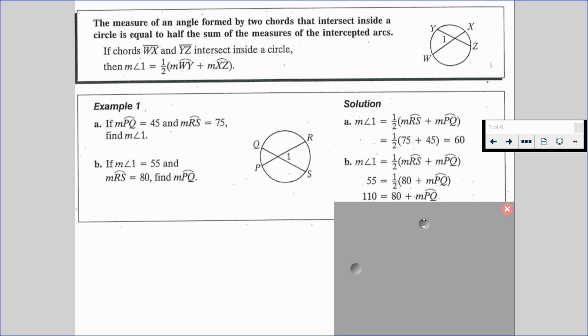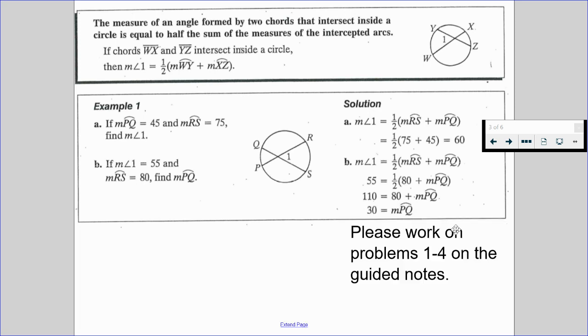Likewise for part B, the measure of angle 1 is again half of the same sum. We know the measure of angle 1 is equal to 55. So we take half of the sum of the measure of arc RS, which is 80, plus the measure of arc PQ, which we don't know yet. We can multiply both sides by 2. Thus, we get 110 is equal to 80 plus the measure of arc PQ, and we get that 30 is equal to the measure of arc PQ. With this in mind, please work on problems 1 through 4 on the guided notes and resume when you're ready to move forward.